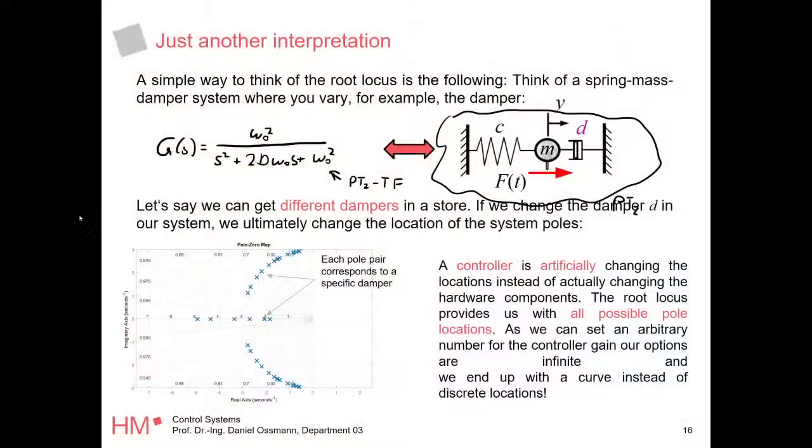A control system is just an artificial system which you plug on a computer because you don't want to go to the hardware store. You plug it on a computer and let the computer do the job, right? You're artificially changing this with electronic signals. You're changing your damper via a control loop. It's the very same thing, and this is why I think this interpretation should be pretty helpful if you still struggle with what the root locus curve is.